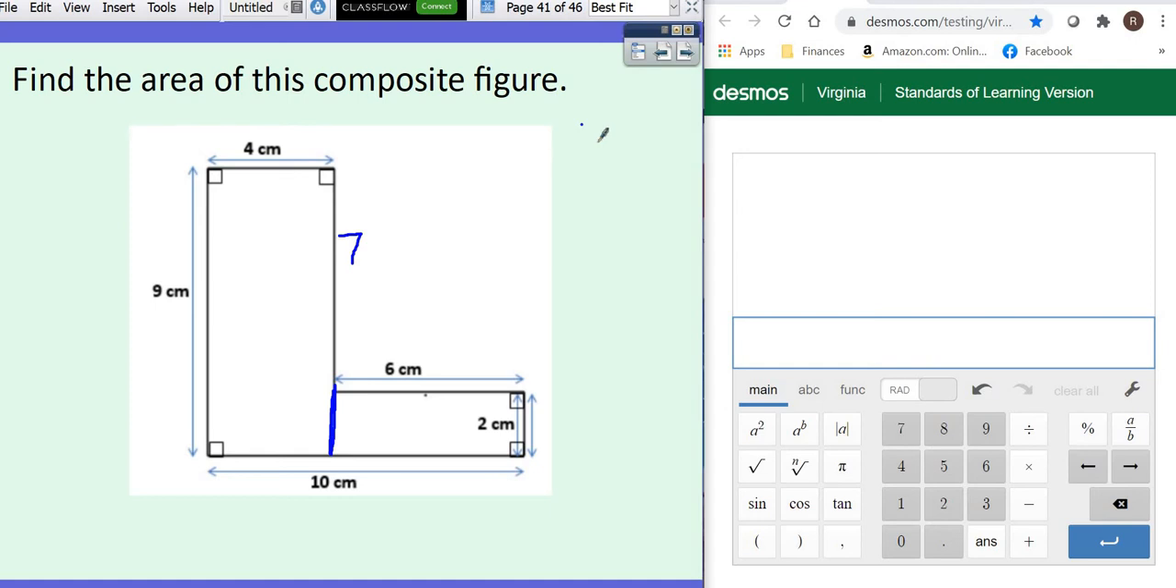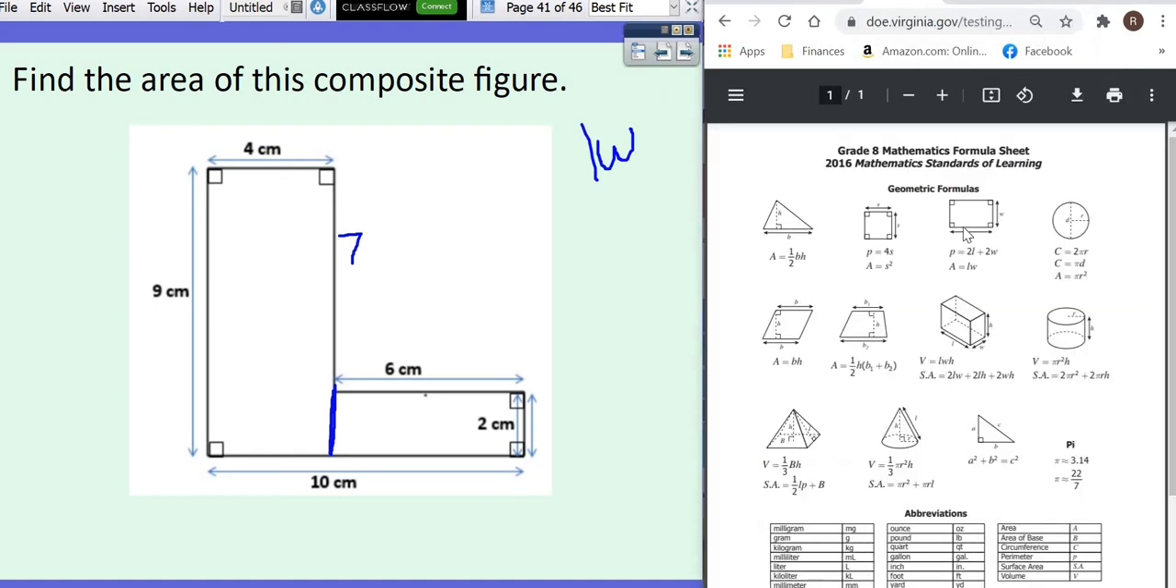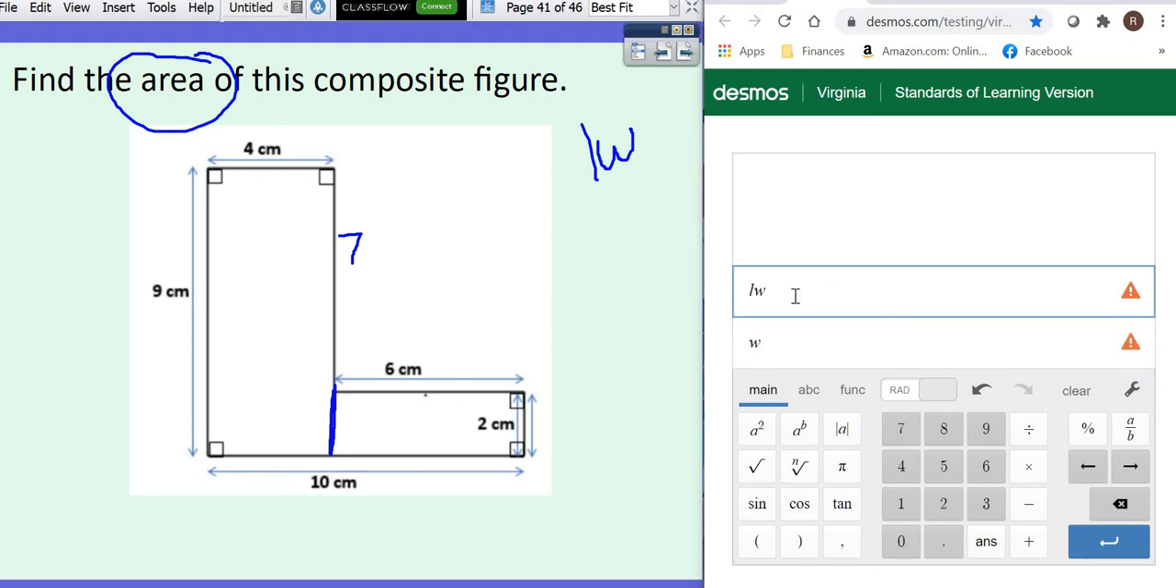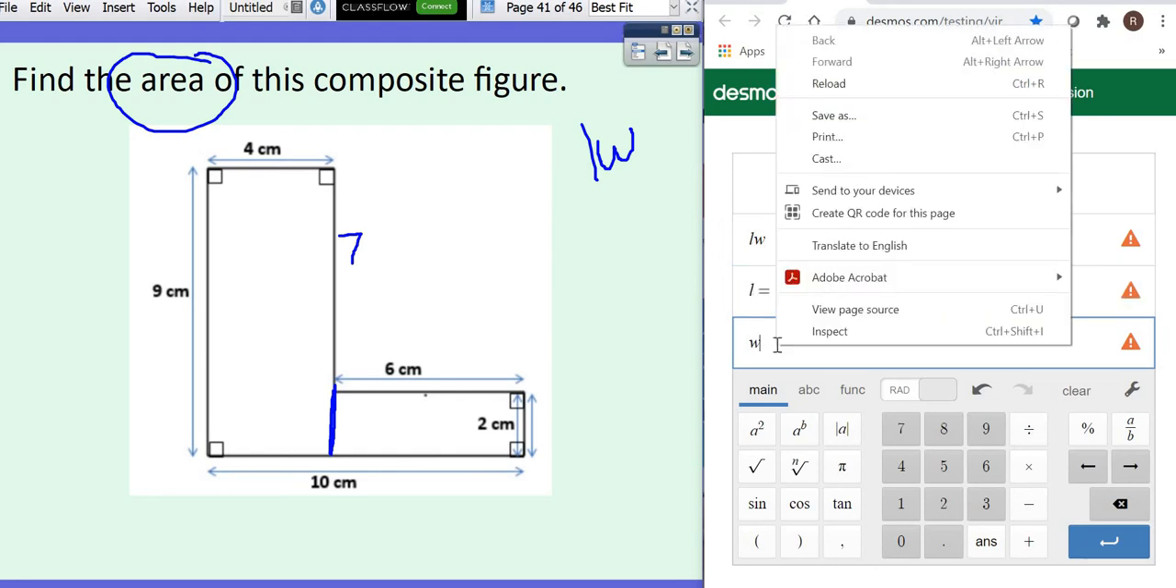The area of a rectangle is LW. If you look at your sheet, it is right here, and it starts with the letter A, for area. Don't get that mistaken with anything. We're looking for area. So I'm going to type in LW for the formula, then L equals and W equals.